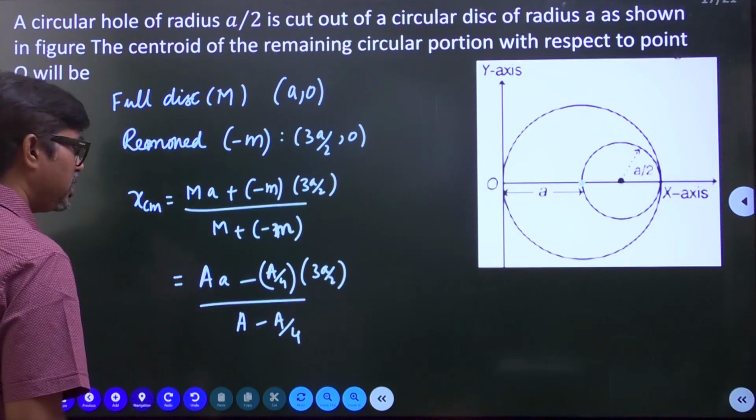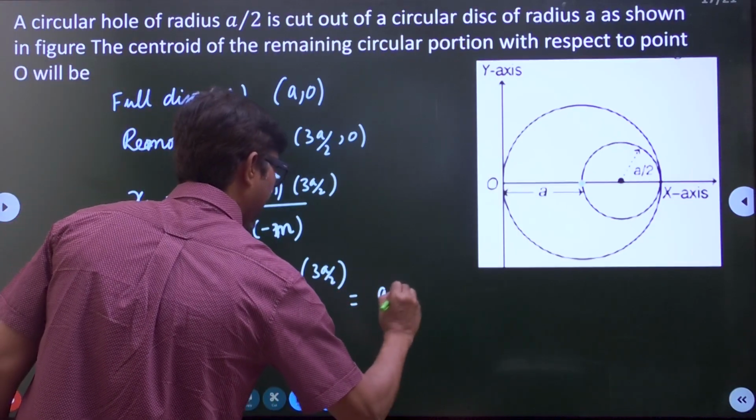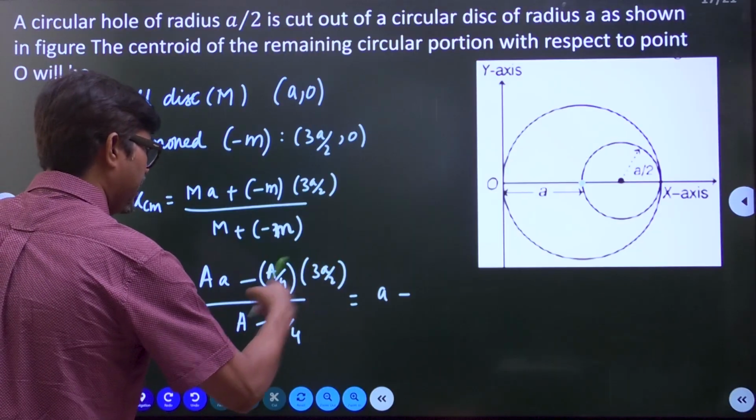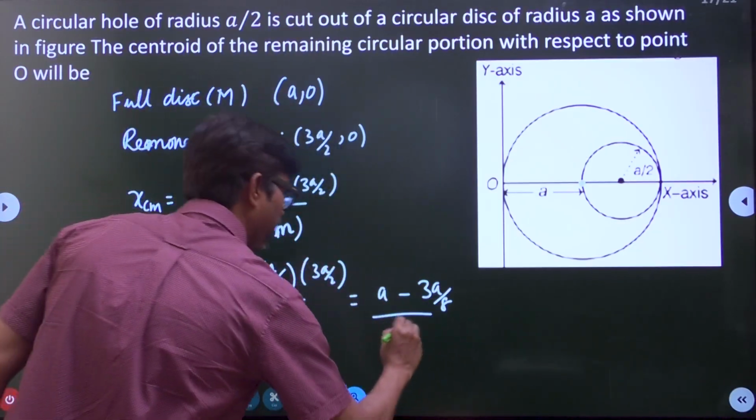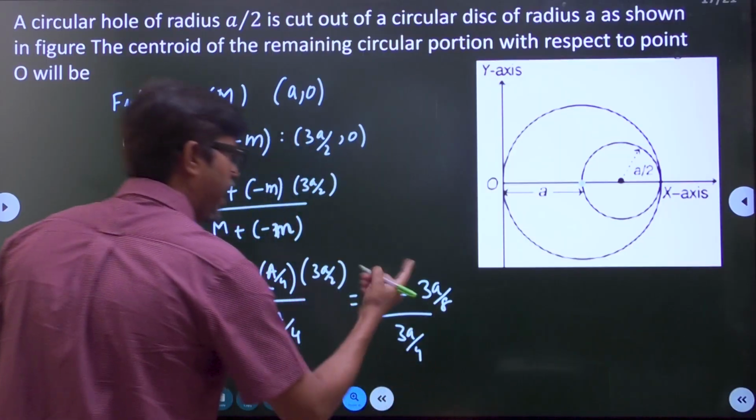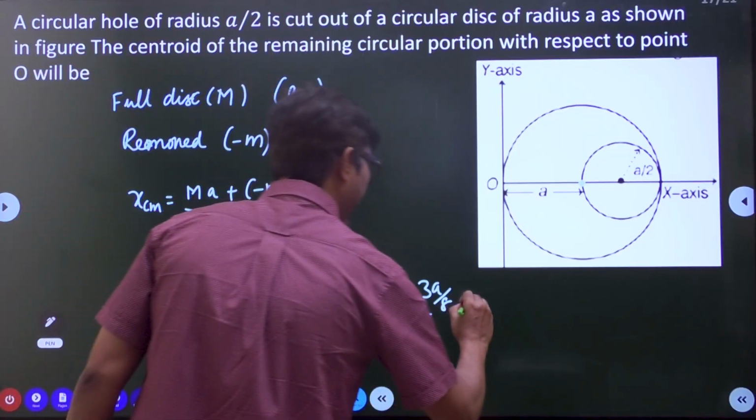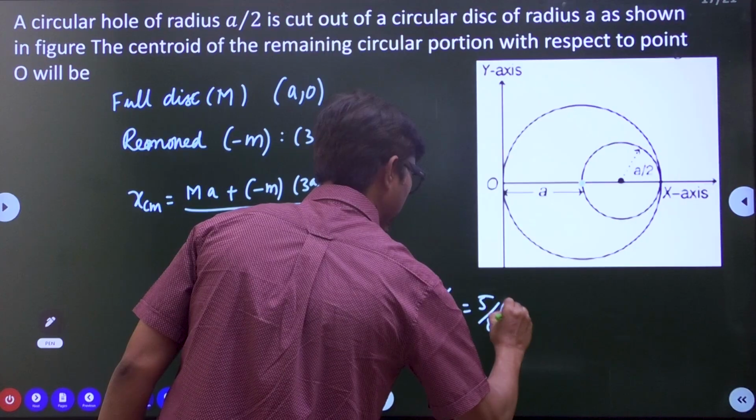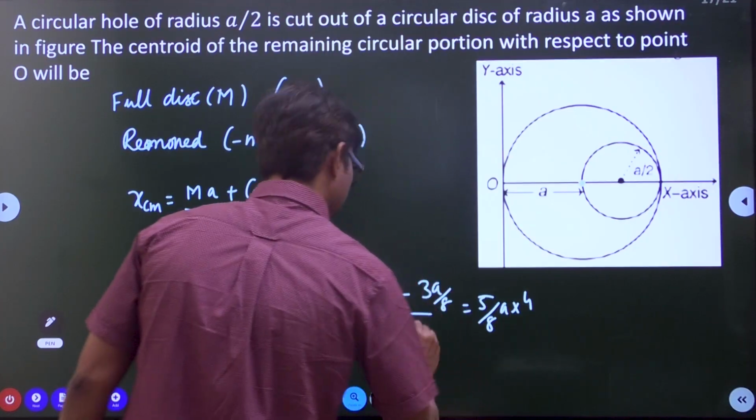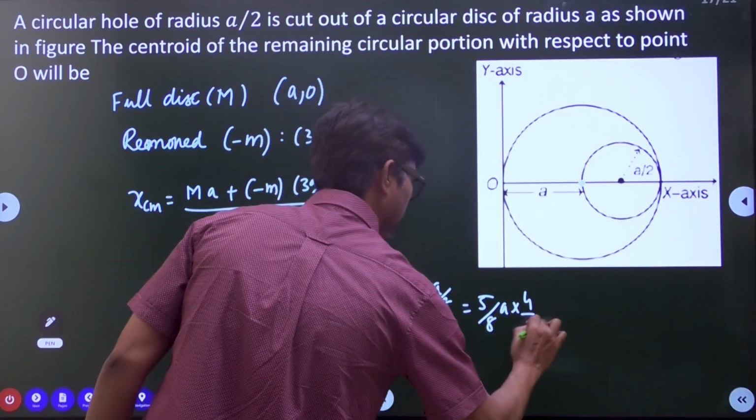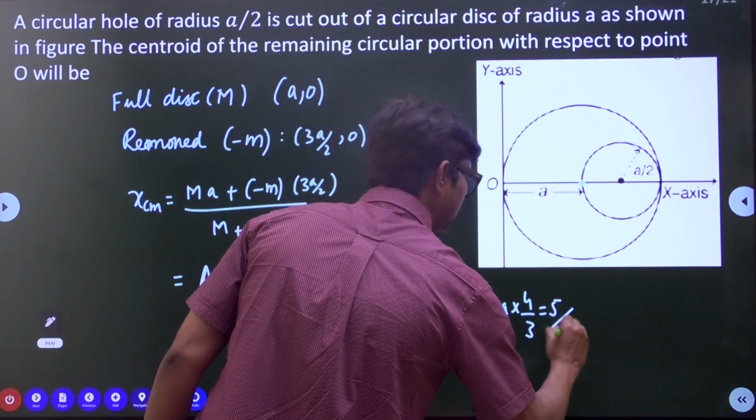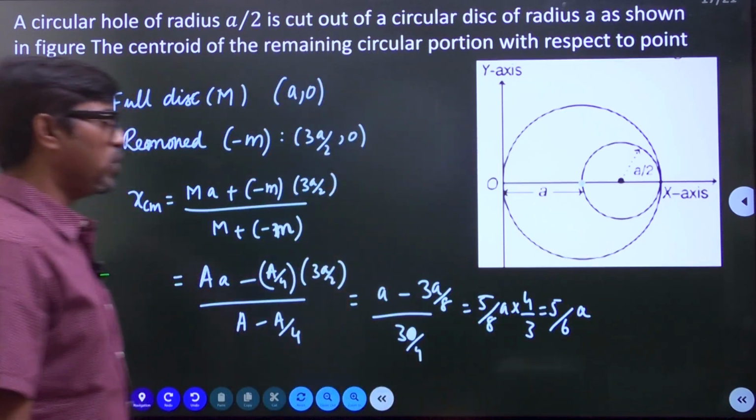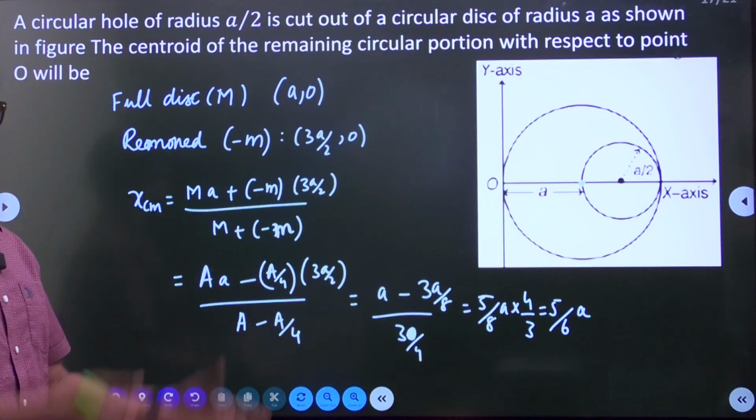So a gets cancelled. Then what do you have here? a minus 3a by 8, divided by 3a by 4. So 8 minus 3 is 5, 5a by 8, 5 by 8 times a, into 4 by 3. So the 4 and 2 get cancelled. You will get 5 by 6 times a. That is going to be the coordinate of the center of mass of the remaining part.